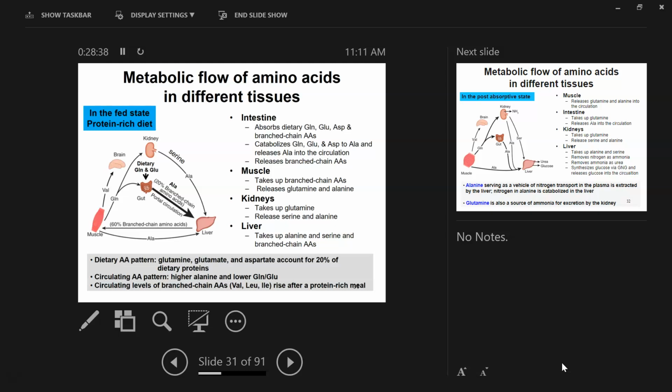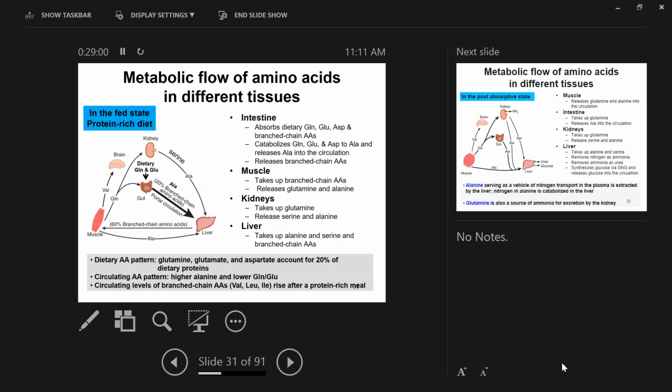So alanine is taken up from the circulation by the liver and converted to glucose in the liver. So the third point here is dietary amino acid patterns.